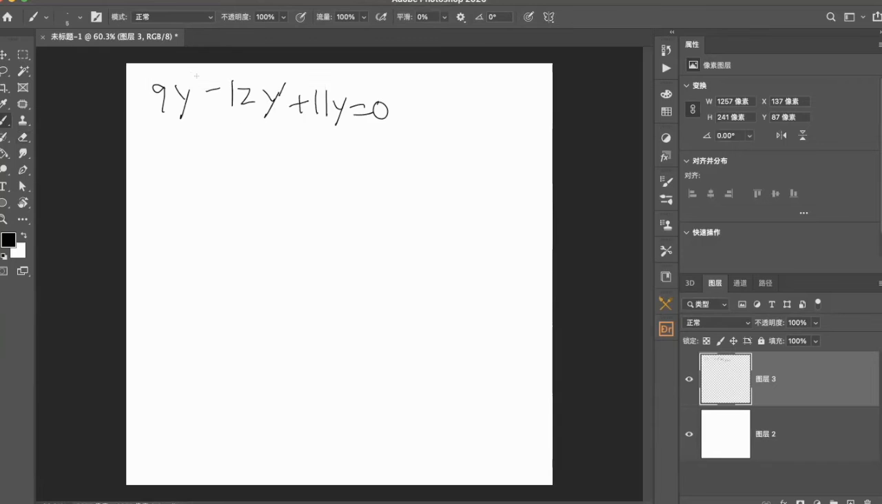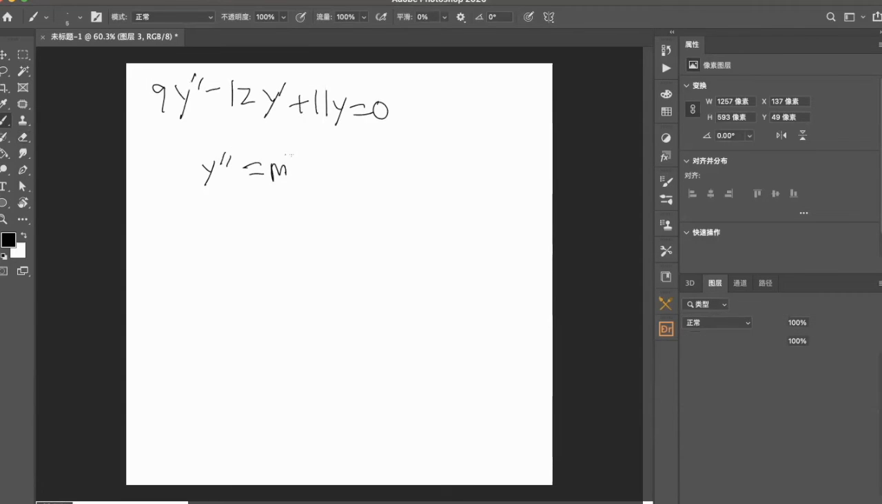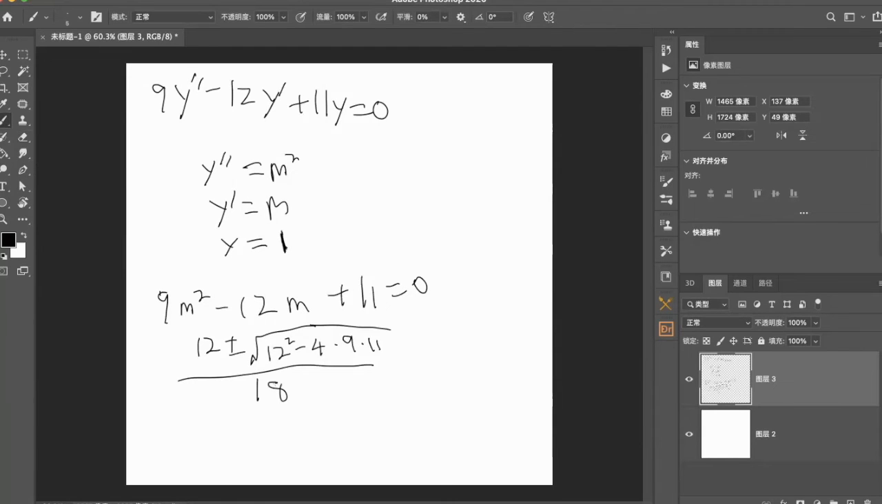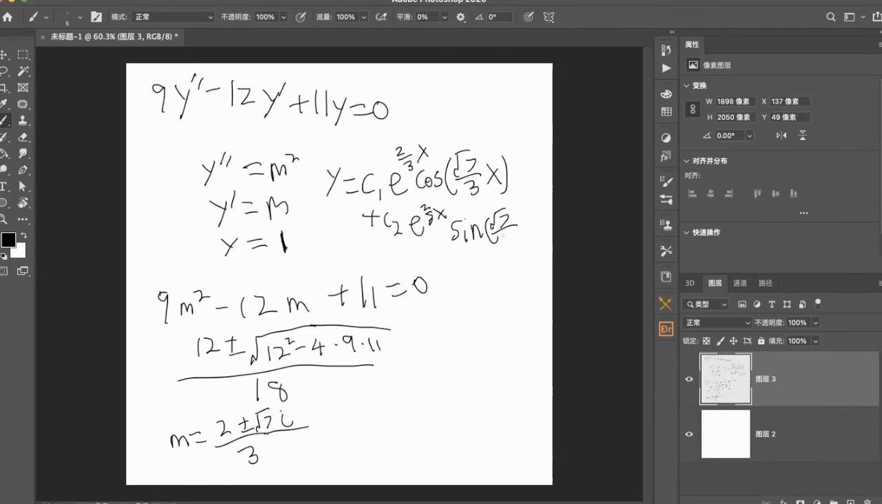Pause right now to try it out. Ready? Okay, now I'm going to show you my answer. We have two complex zeros, and our general solution will just be, ta-da!